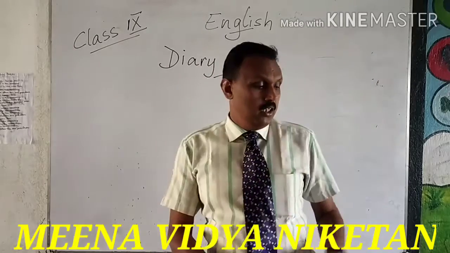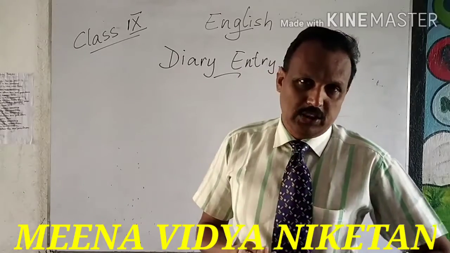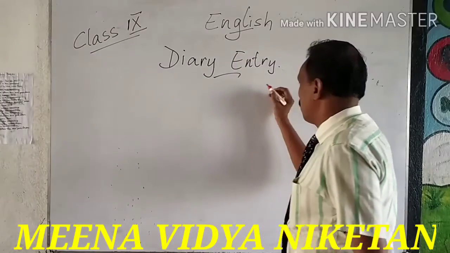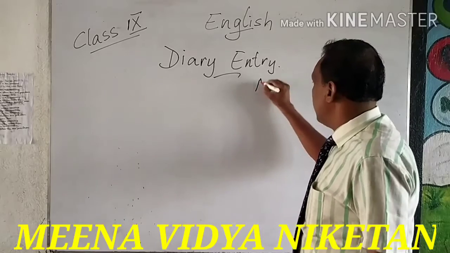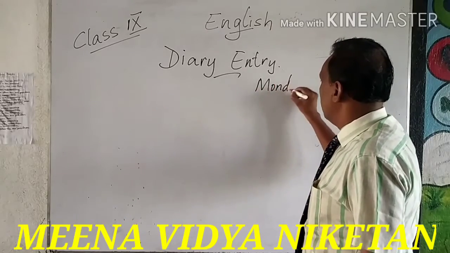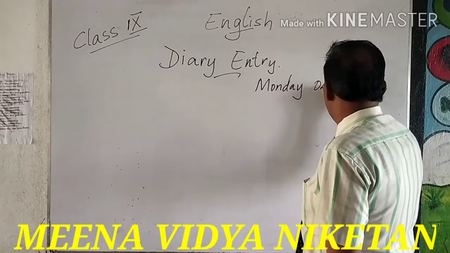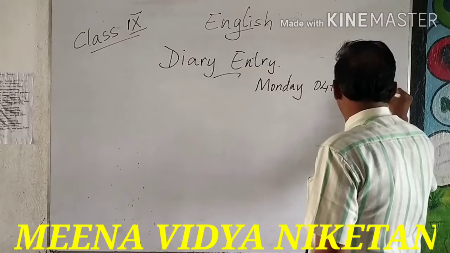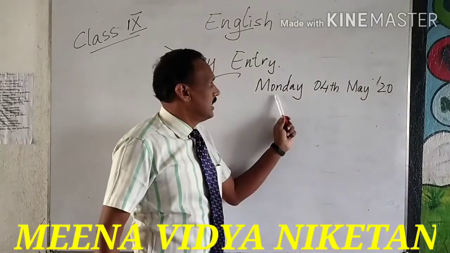In a diary entry, marks are given for mentioning the date first of all. For example, today, what is the date? It's 4. What is the day today? Monday. On the right hand corner, we write Monday, 4 May 2020. If you don't write the day also, it is okay.